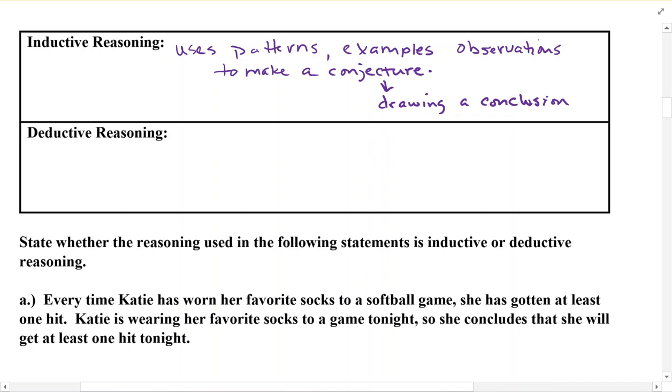Deductive reasoning, which is what we're going to get into for chapters 2.5 through 2.8, uses facts, rules, definitions, and properties to reach a logical conclusion. So deductive reasoning uses facts, properties, and definitions to reach a logical conclusion.